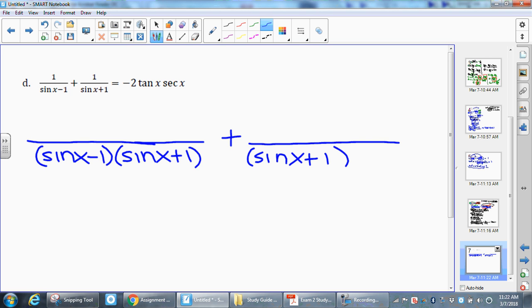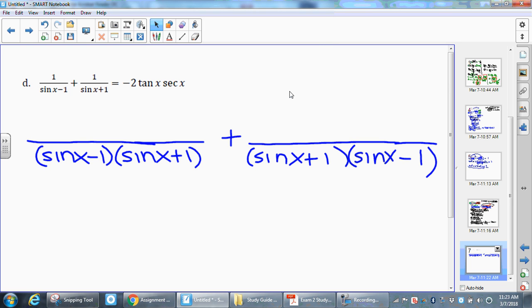Now someone else needs to tell me what do I need to multiply the first fraction by, top and bottom? Where are the minus ones? Oh yeah, there should be minus. Thank you, Carlos. Okay, so first fraction, what do I need to multiply by? Anyone?